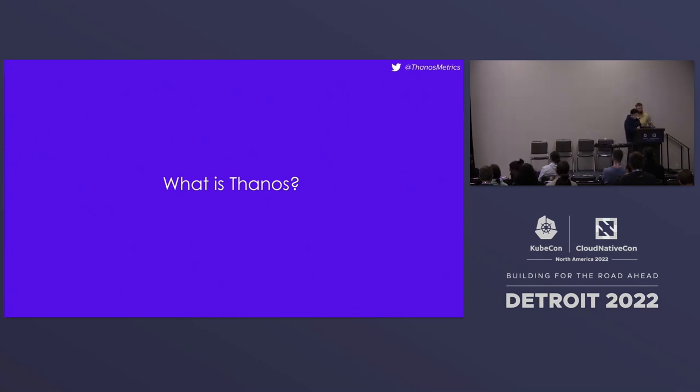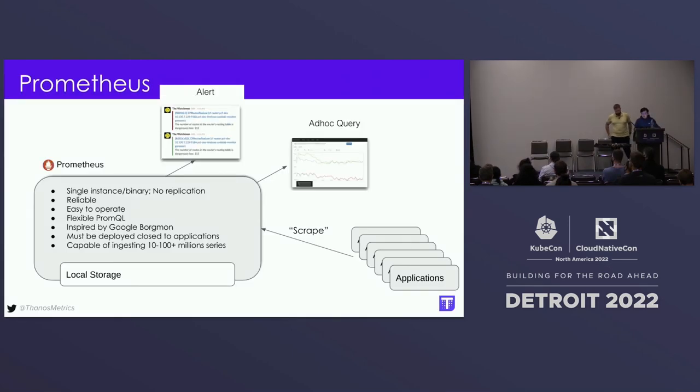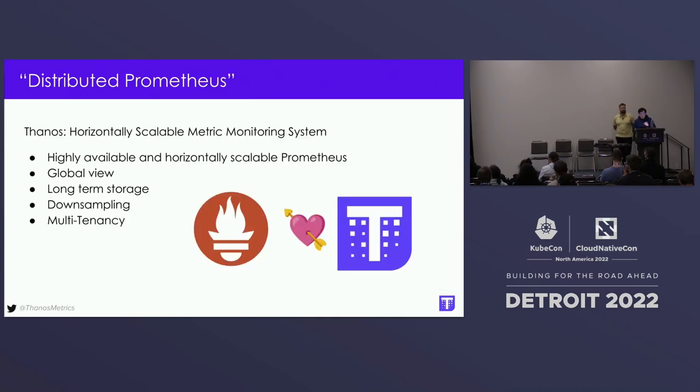Thanks, Bartek. So to introduce Thanos, let's start with the story of Prometheus first. Prometheus is a monitoring system that is mainly inspired by Google Borgmon. With Prometheus, we are providing a highly reliable, easy to operate monitoring solution. It's just a single binary, but it provides many powerful features like data scraping, querying using the very flexible PromQL, and alerting. But Prometheus comes with its own problem because it somewhat lacks scalability and high availability.